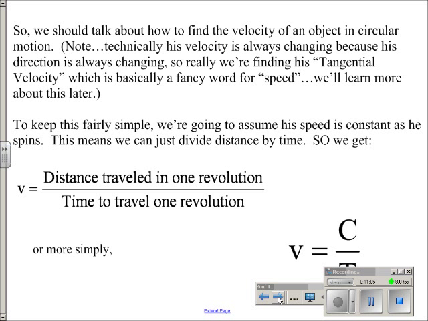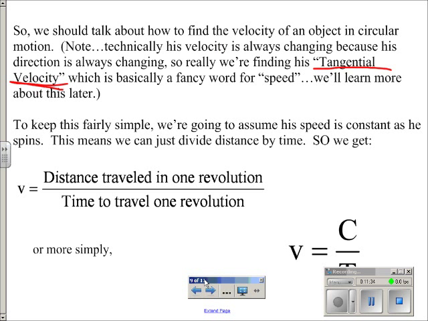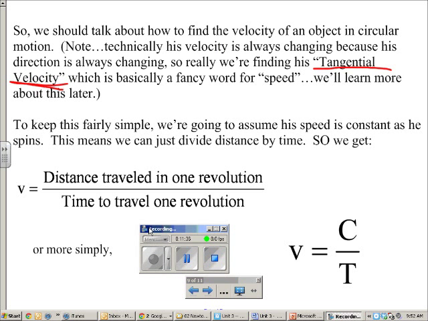In physics, we call that, and this is a fancy term for something very simple, tangential velocity. Again, tangential velocity basically just refers to the speed of the object moving in a circle. So to keep it fairly simple, we're going to assume that the bee was moving at more or less a constant speed. So to find his velocity, his speed, we're just going to take the distance he traveled and divide it by the time it took. Specifically, we're going to use the distance traveled in 1 revolution and divide it by the time to travel 1 revolution. So here's your equation.